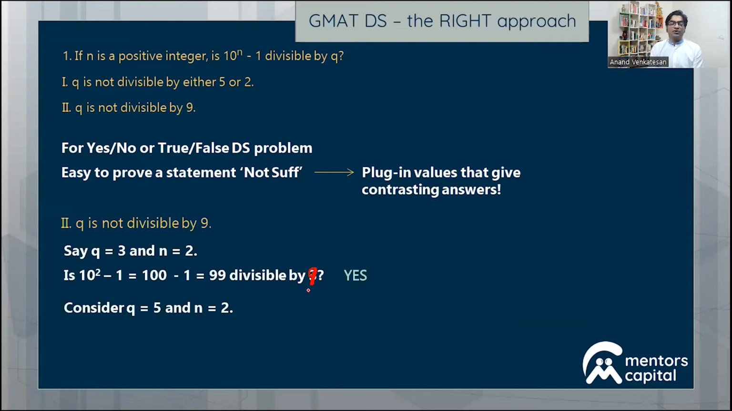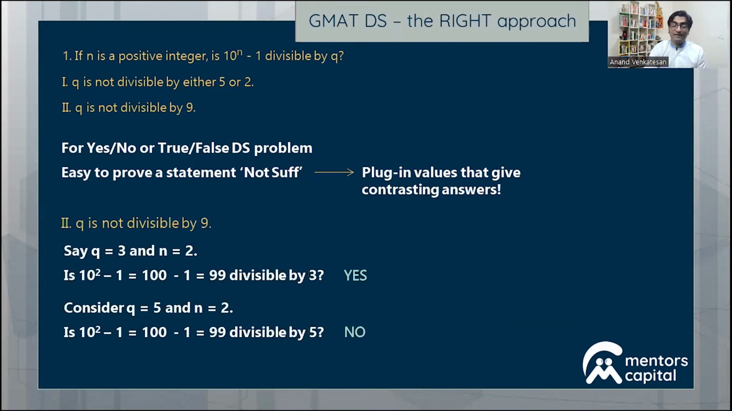And then if you change the value of q to 5 and n is equal to 2, the question then becomes, is 99 divisible by 5? And again, you'll say, no, it's not. Sorry, apologies, it indeed should be 3 itself, right? So again, I get conflicting answers. Again, I should mark the statement as insufficient.